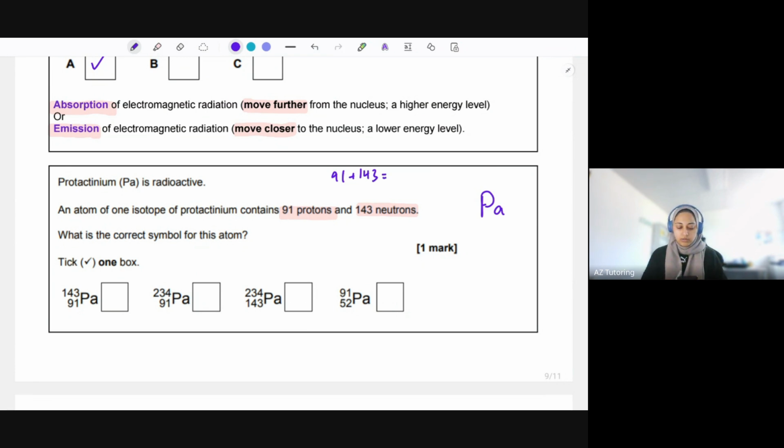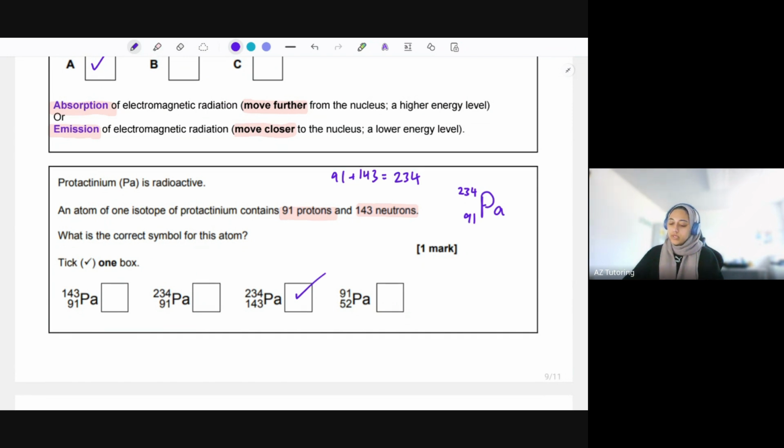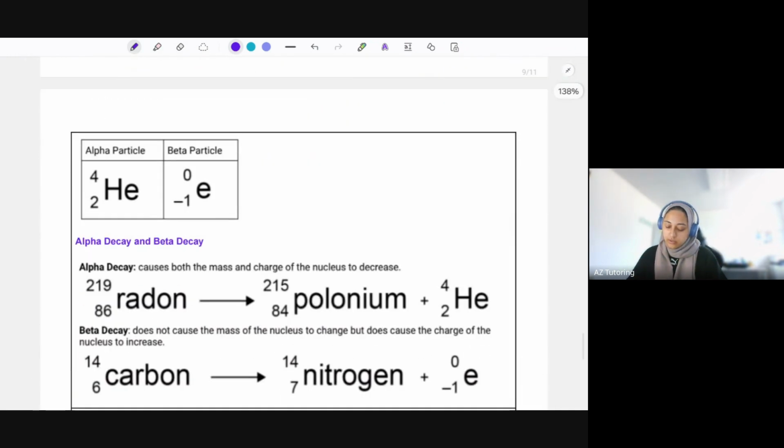That gives me 234. So 234 is going to be my mass number. And we've got 91 protons. Now remember, the atomic number on the bottom is the proton number. So it's just 91 like that. So which one has that? That's this one here. So that's quite common as well.